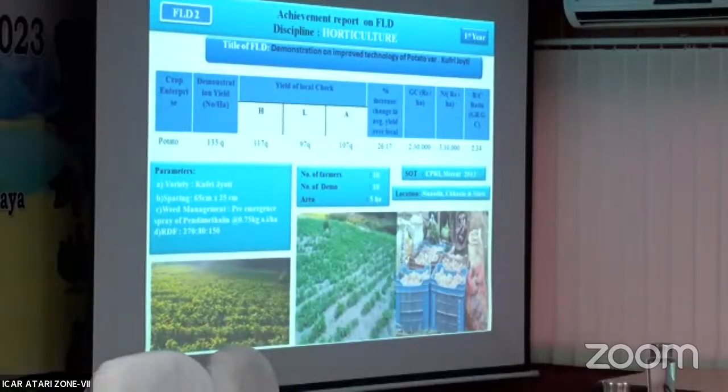The next one is demonstration on improved technology of potato variety Pupi Joyti. Here we took up this demonstration in 5-hectare area in Nauta, Chulo, and Siasi villages. Before, the farmers from those areas had never cultivated potato due to unavailability of seeds. So it has been 2 to 3 years now that they have started cultivating potato and are still continuing.